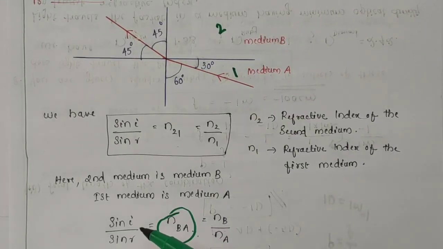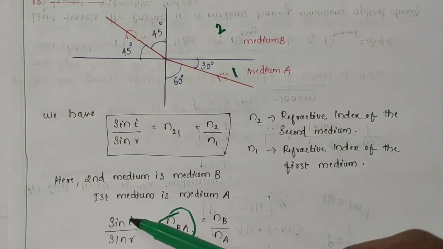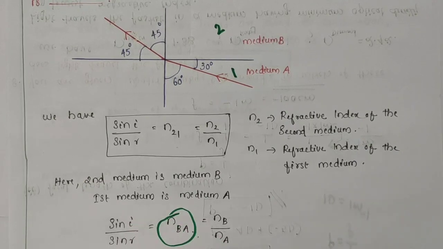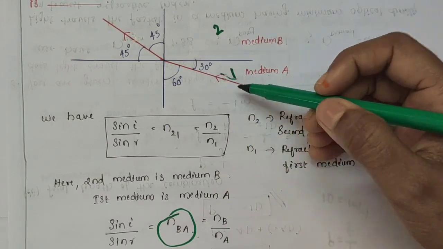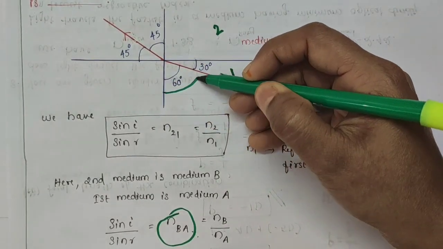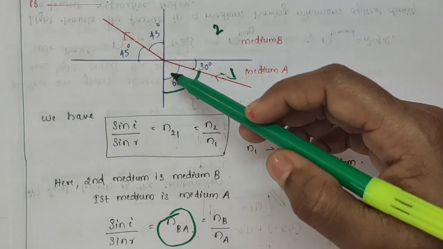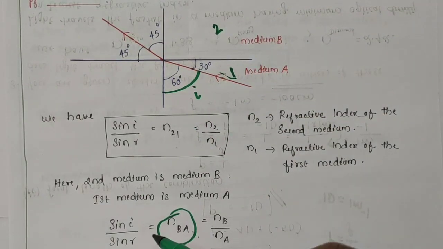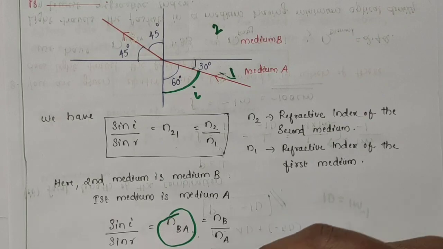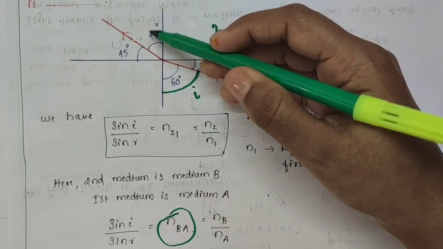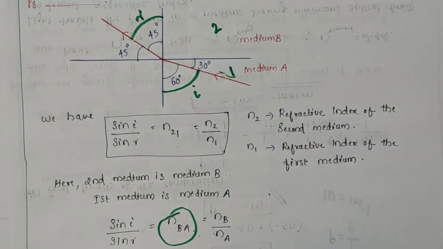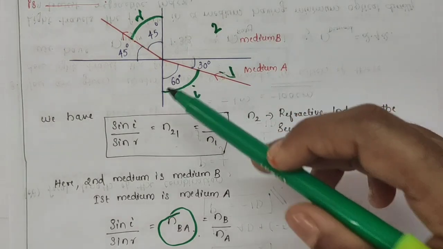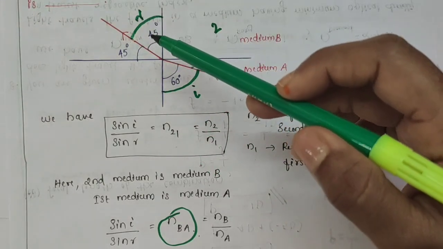So to use this formula sin I by sin R equal to NBA, we want to know about this I and R. What is this I? It is the angle of incidence, that is the angle between incident ray and the normal. See here, this is the incident ray, this is the normal. So angle of incidence is this, that is 60 degree. R is the angle of refraction, which is the angle between refracted ray and the normal. This is the normal, this is the refracted ray. So this is the angle of refraction R, which is 45 degree. So angle of incidence I is 60 degree here and angle of refraction R is 45 degree here.